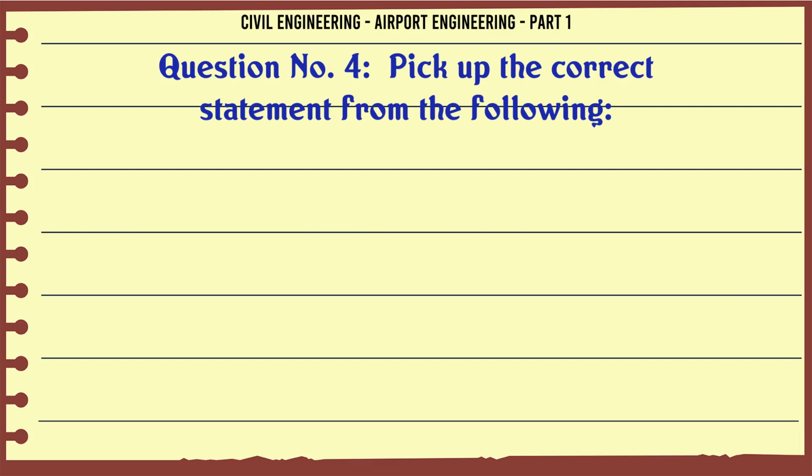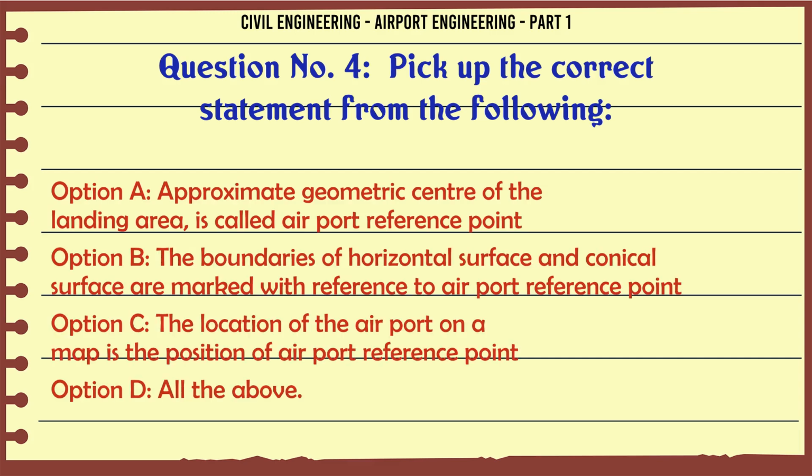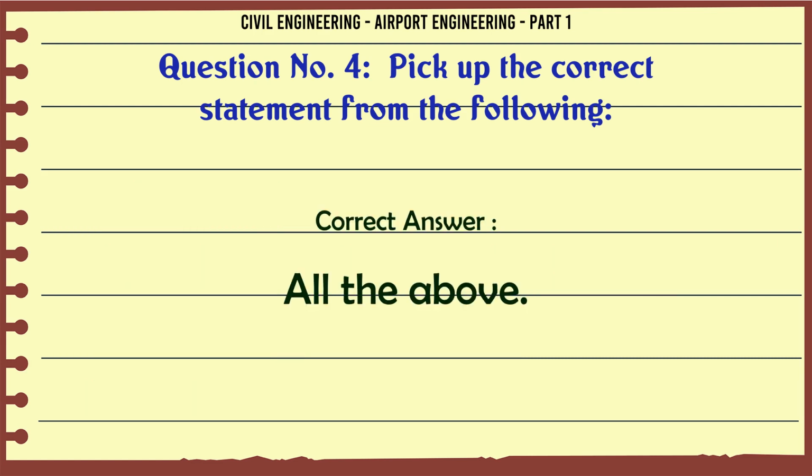Pick up the correct statement from the following. A. Approximate geometric center of the landing area is called airport reference point. B. The boundaries of horizontal surface and conical surface are marked with reference to airport reference point. C. The location of the airport on a map is the position of airport reference point. D. All the above. The correct answer is all the above.